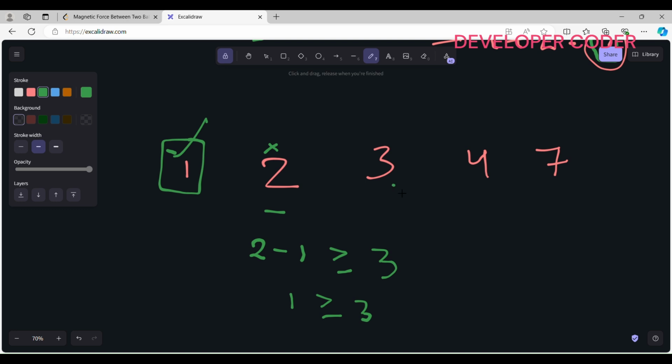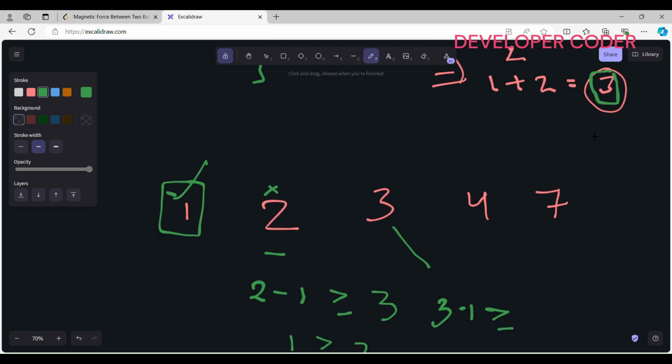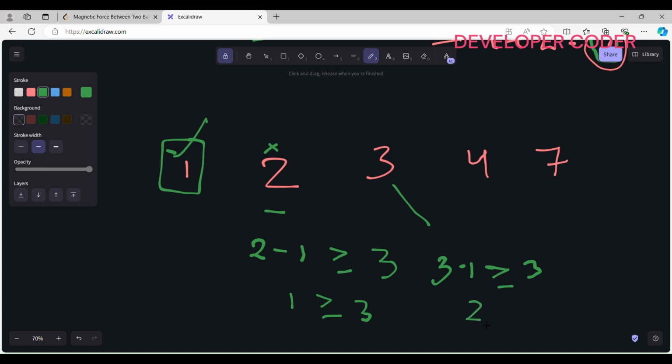Then I reach here. 3 minus 1 is greater than or equal to my min force, 3? So 2 is greater than or equal to 3? No, so I'm not going to place my ball here. Now after that I reach here. 4 minus 1 is greater than or equal to 3? Yes, this is true, right?